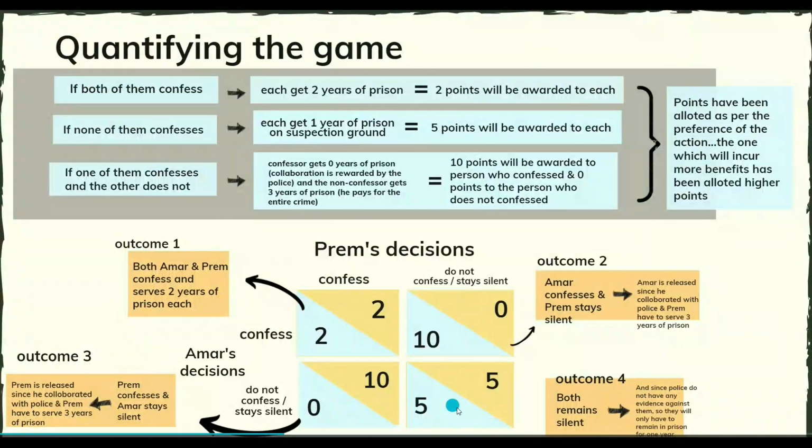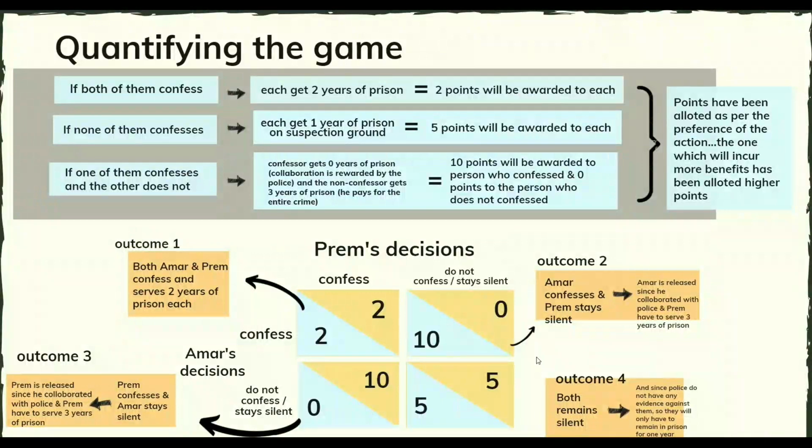And the fourth box depicts the scenario when both Amar and Prem remain silent and do not confess. So in this case, the police can hold them in prison for only 1 year on the ground of suspicion, and here both are awarded 5 points each. So with these 4 outcomes, what do you think? Which one would be the best option for Amar and Prem? Which outcome should Amar and Prem choose?